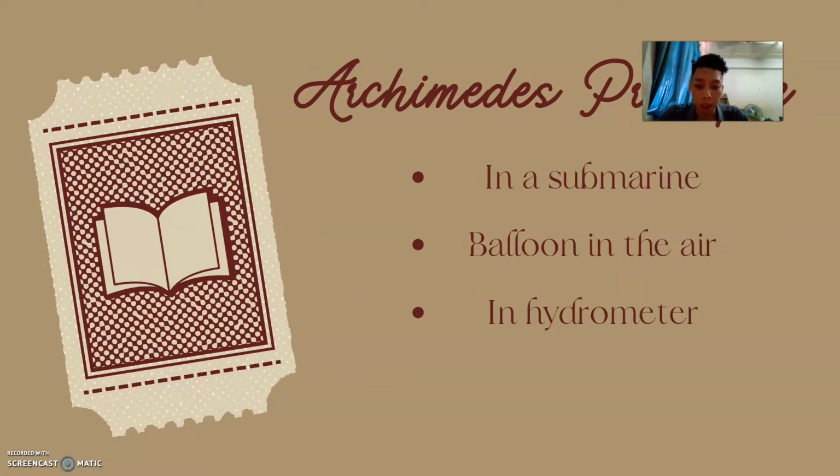The submarine has less mass when the tanks are empty, and it floats like a normal ship. When the ballast tanks are filled with water, the mass increases and will drown the submarine.